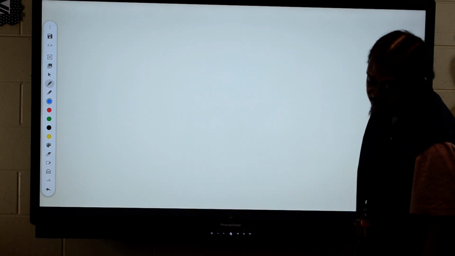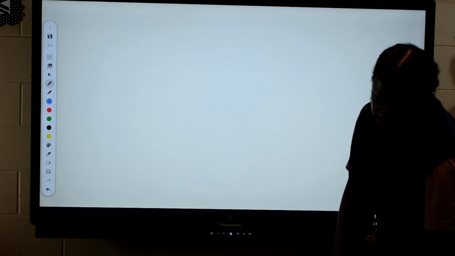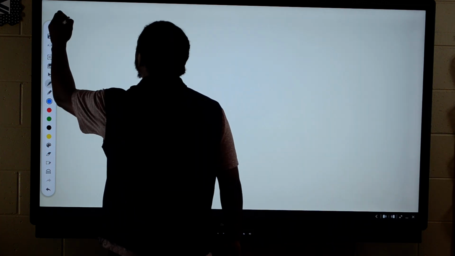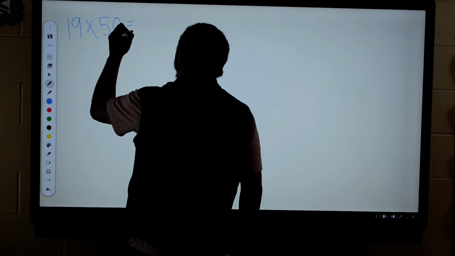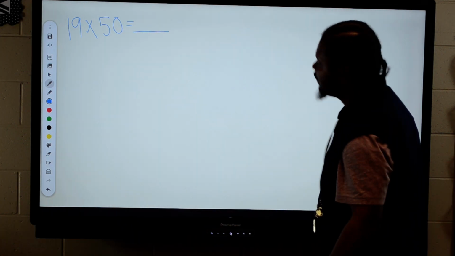So it says solve using mental math. Then you're going to draw a tape diagram, but even though it's already drawn for you, we're going to fill in the blanks to show our thinking. All right, so let's look at number 2A. It says 19 times 50. If you were in class, then you will be familiar with this. 19 times 50 was blank, all right? So it says blank 50s.